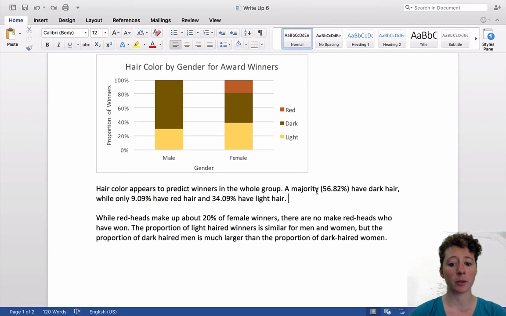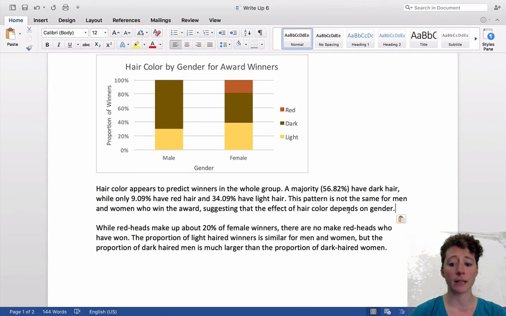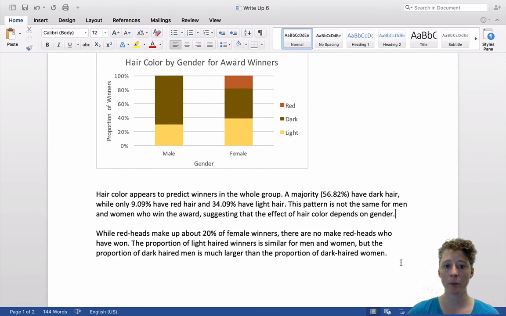This pattern that we just reported, this main effect, is not apparent in both genders. So let's point that out to our reader. This pattern is not the same for men and women who win the award, suggesting that the effect of hair color depends on gender.